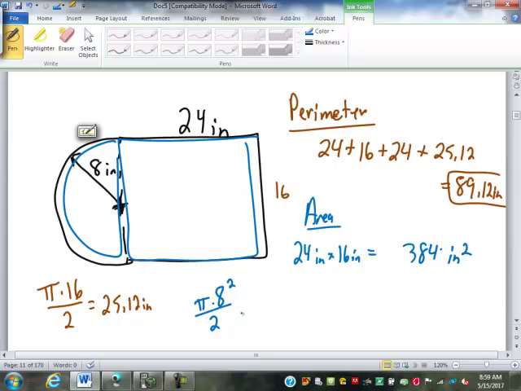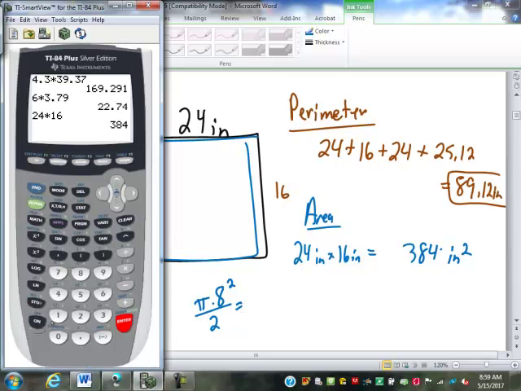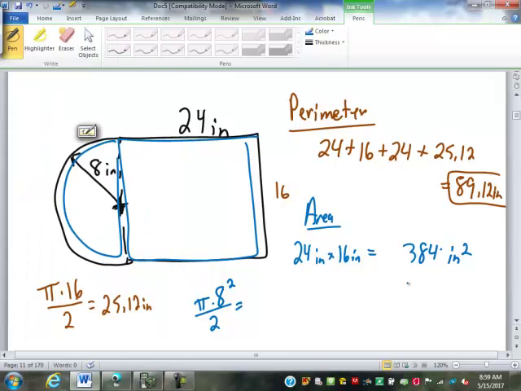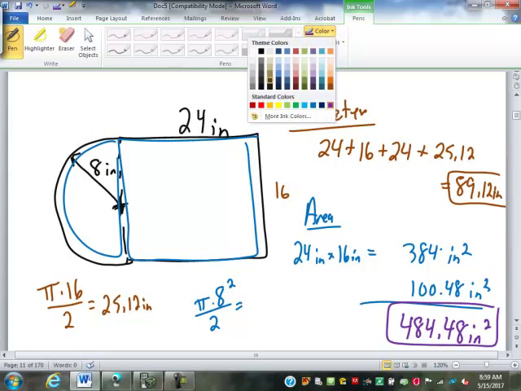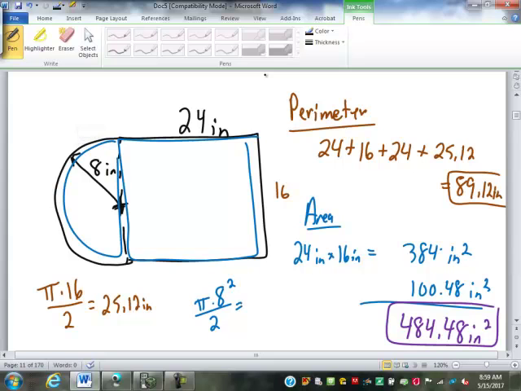So pi times 8 squared divided by 2 is 100 something. 100.48 square inches. So that gives us a total of 484.48 square inches. Any questions?